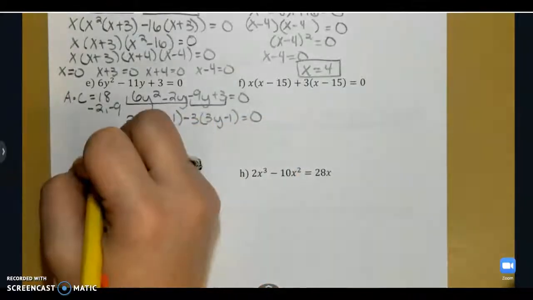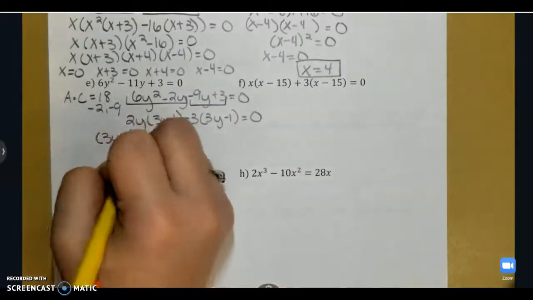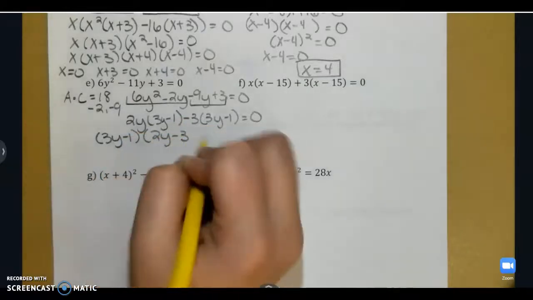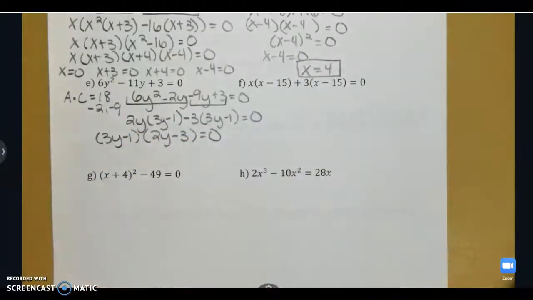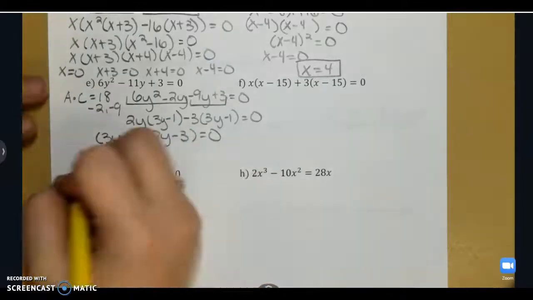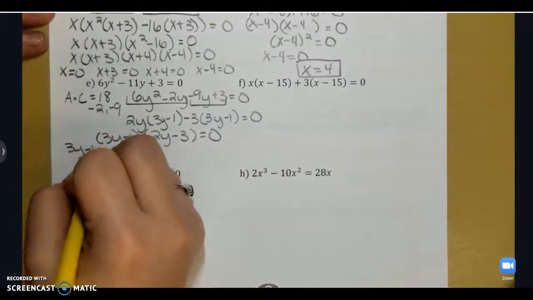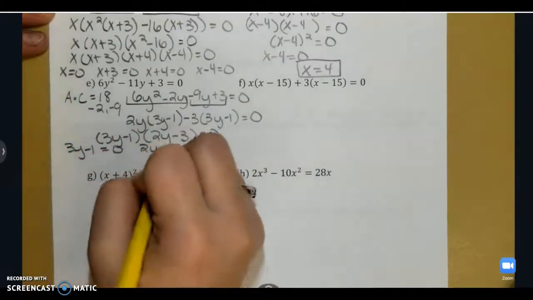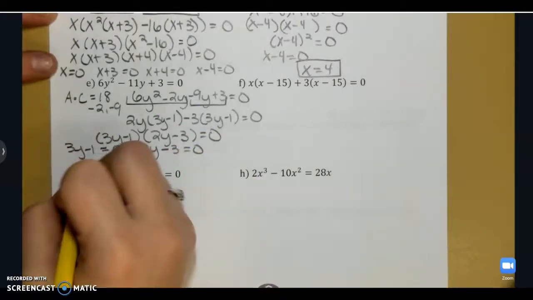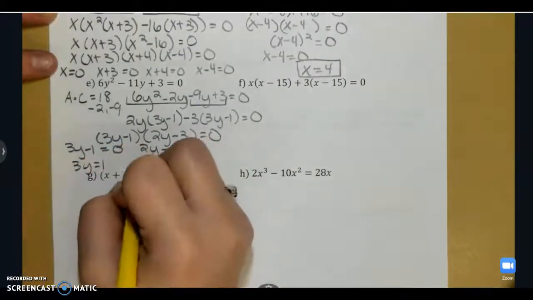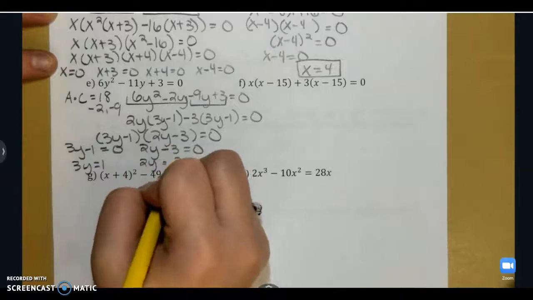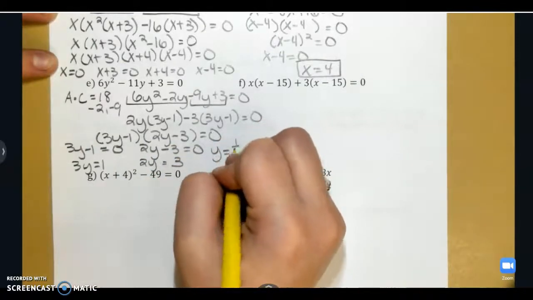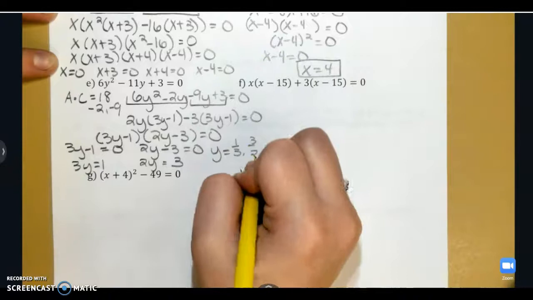So we have 3y minus 1 times 2y minus 3 equals 0 as our final factored equation. So we set each of those parentheses equal to 0, and this time it's going to be a two-step problem to solve for y. So y is going to be either 1/3 or 3/2.